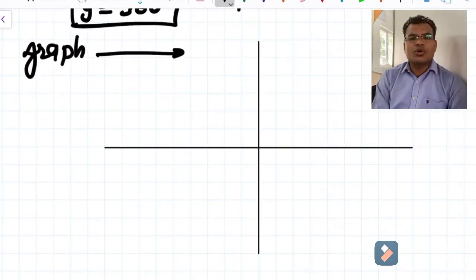Okay, so my graph is ready. I'm just making the x and y axis.